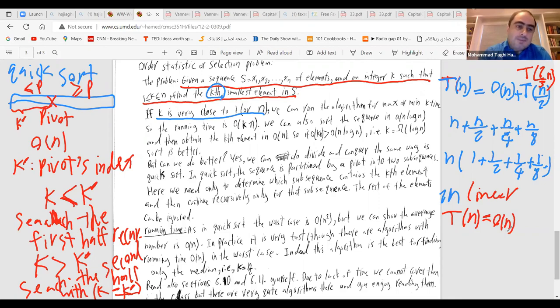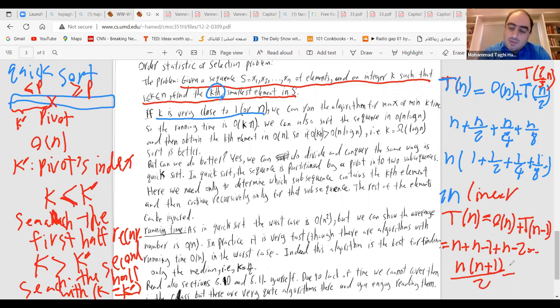It might be the case that, again, the pivot is the first element. If the pivot is the first element, we can only remove one element, and then we have T of n minus 1. So in this case, the running time would be n plus n minus 1 plus n minus 2, and so on and so forth, which is n times (n plus 1) over 2, which is essentially order n squared. So in that case, the running time would be quadratic.